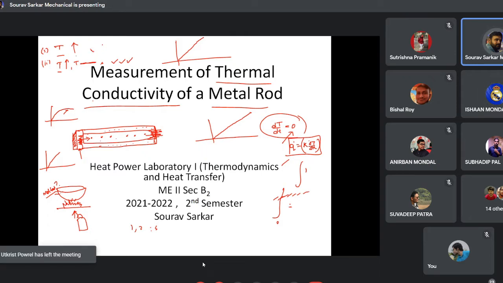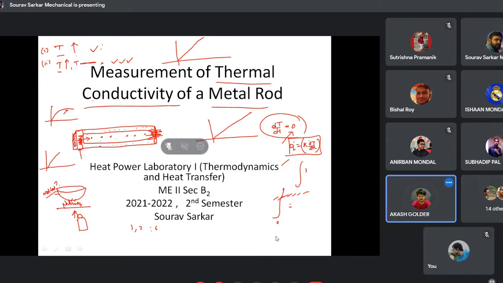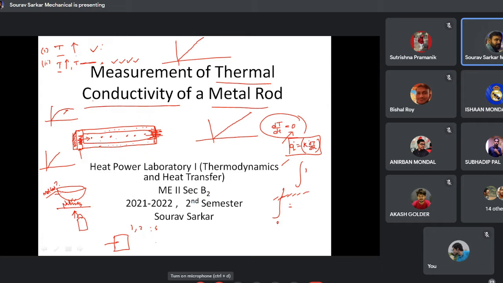Temperature will rise. Anyone? Vishal? Continuously rise. Akash? The second option. Why is it happening? If you think about a control volume, you are continuously supplying energy. From the steady state energy equation, what will happen to temperature? Temperature will rise. Yes or no? Yes, sir. Kingshuk, yes. Vishal, yes.